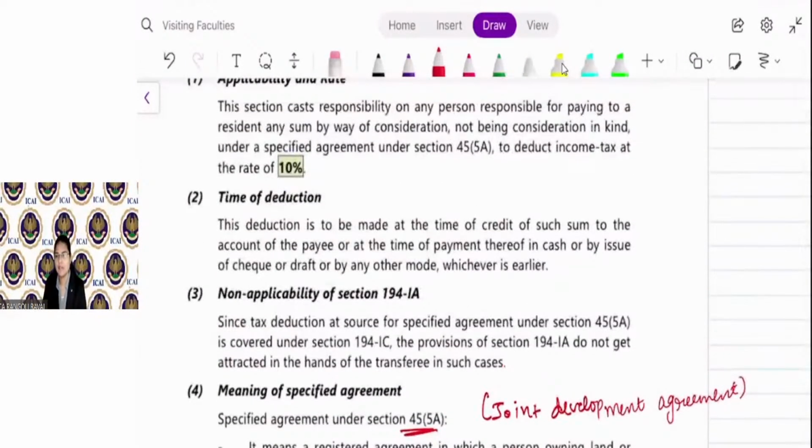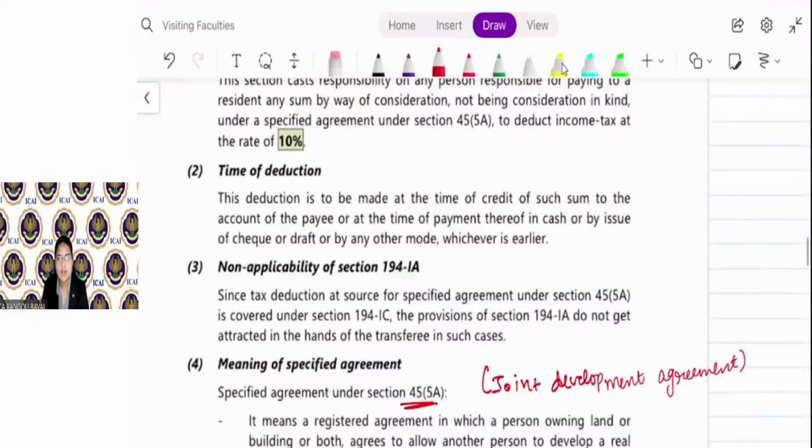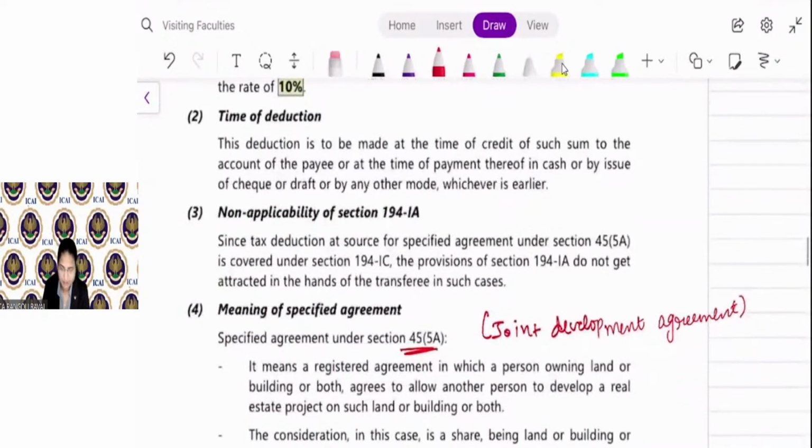Under joint development agreement, the landowner and the builder register an agreement in which the builder will develop a building on the land given by the landowner, and for such land, the builder will give you consideration in cash or part of flat or anything in the building. That is the joint development agreement.